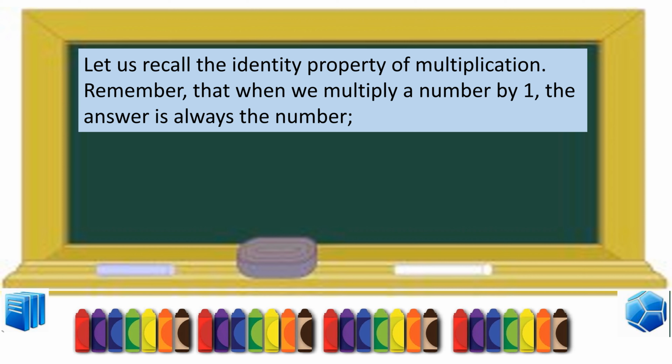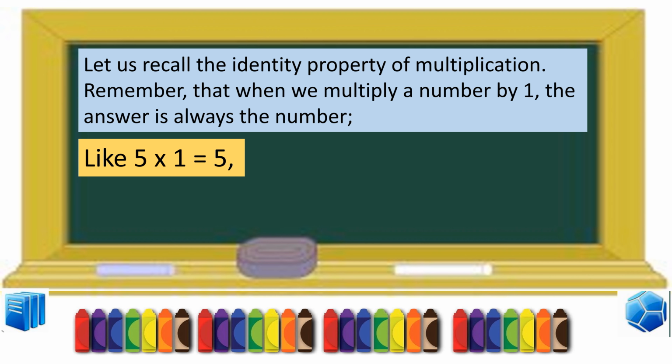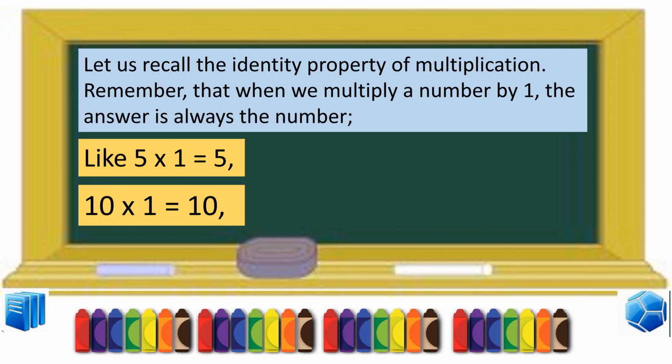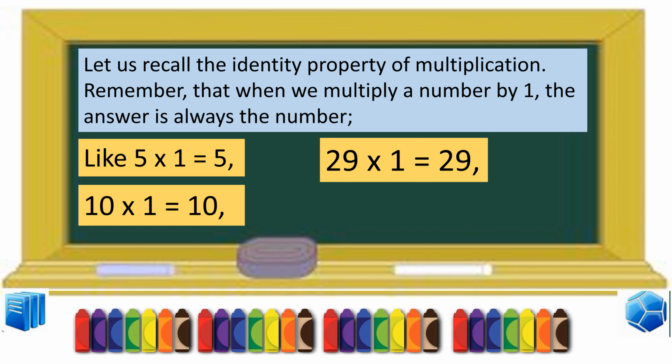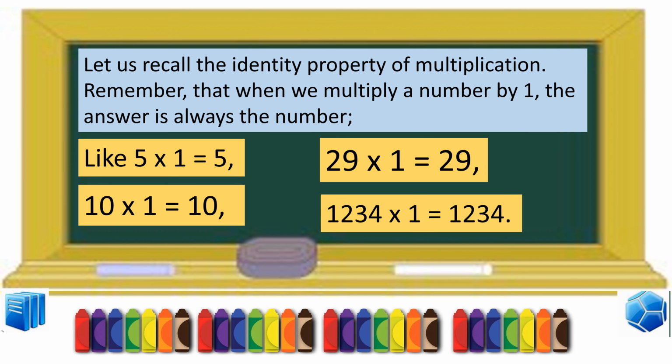Let us recall the identity property of multiplication. Remember that when we multiply a number by 1, the answer is always the number. Like, 5 times 1 equals 5. 10 times 1 equals 10. 29 times 1 equals 29. 1,234 times 1 equals 1,234.